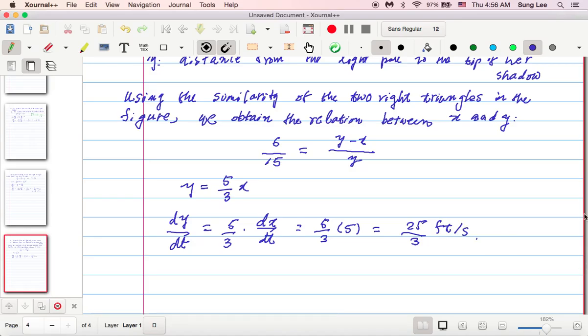So what you see here is the speed of the tip of her shadow does not depend on how far she is from the pole. It does not depend on x. It only depends on how fast she is walking away from the pole. That's interesting.